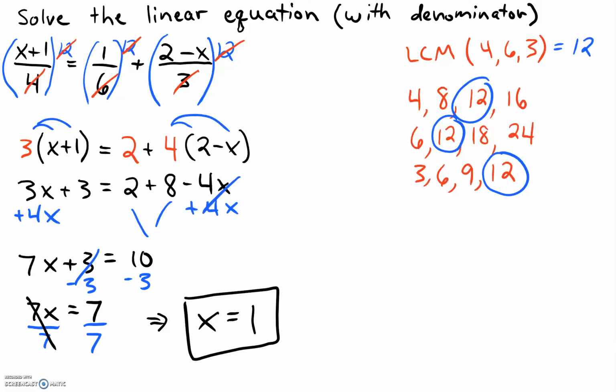But there you go. Just to review, if you have denominators, you want to cancel out those denominators by finding the least common multiple of the denominators. When you do that, it reduces the problem down to something that we already know how to solve, a simple linear equation without any denominators.